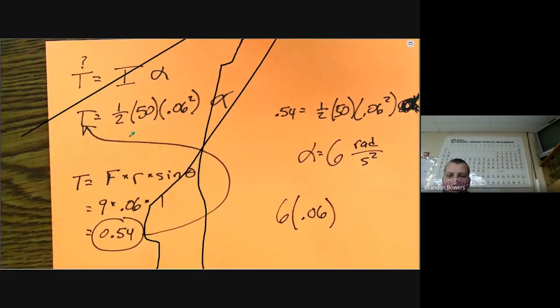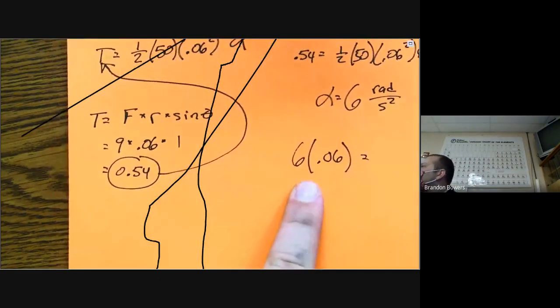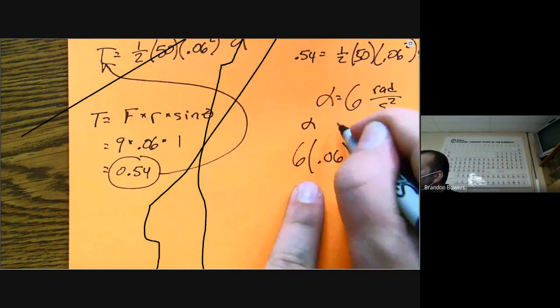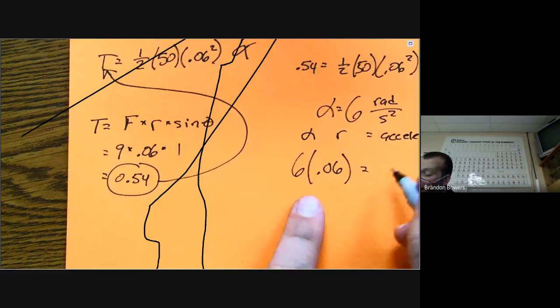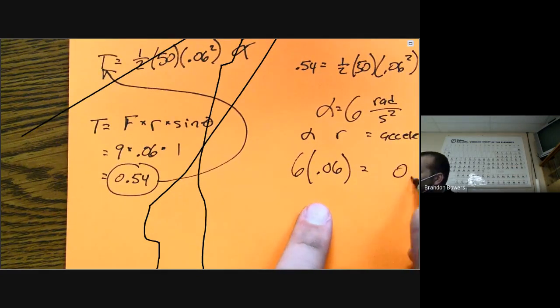Ignore all that coloring. But you would do this times this. So alpha times r is equal to acceleration. So you got an answer that's 0.36, and that would be meters per second squared.